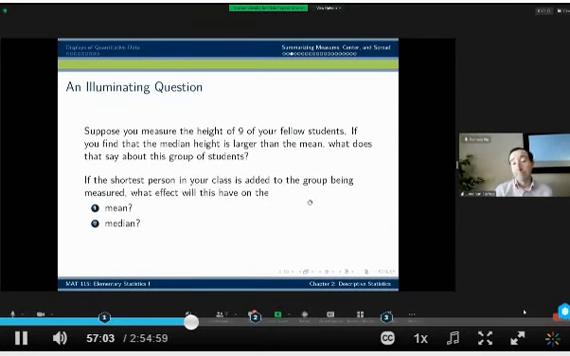What about the median? Will the median be larger, smaller, or the same? The same. Close. Close. It won't be the same.